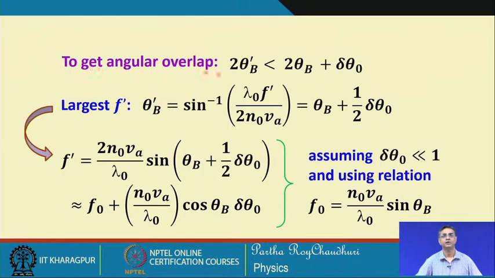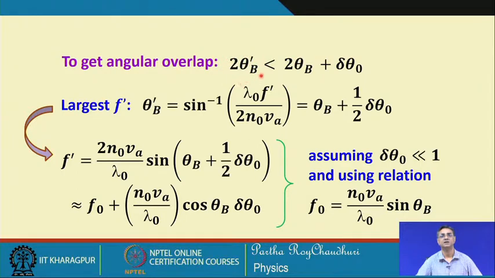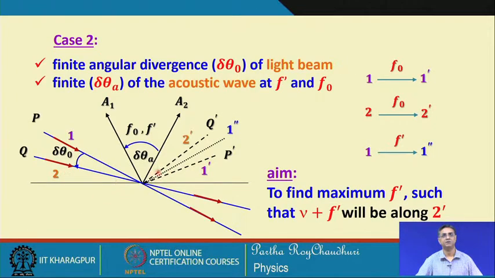To get an angular overlap, this must be the condition, because you will not allow this incident beam to be overlapped with the diffracted beam. So, this much of offset must be there, that is what this condition says, that this Bragg diffraction twice will be this delta angular. Therefore, it gives you the condition that delta theta b plus half the angular width must be equal to, for the largest frequency of this, half the angular width of this.